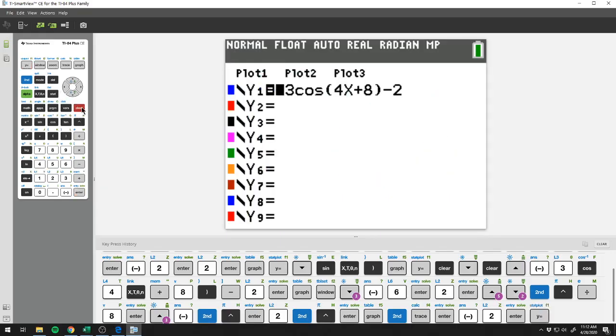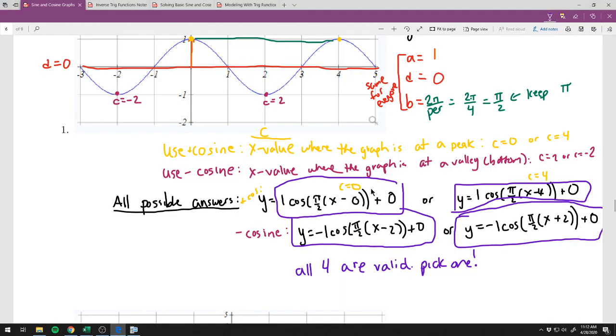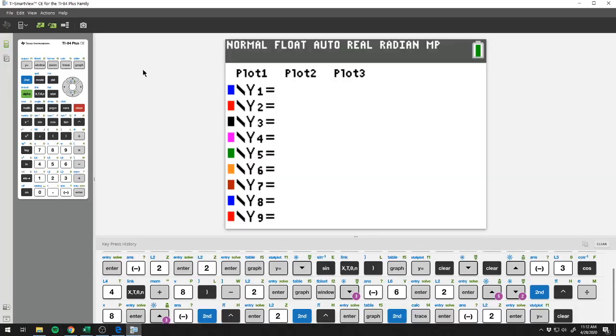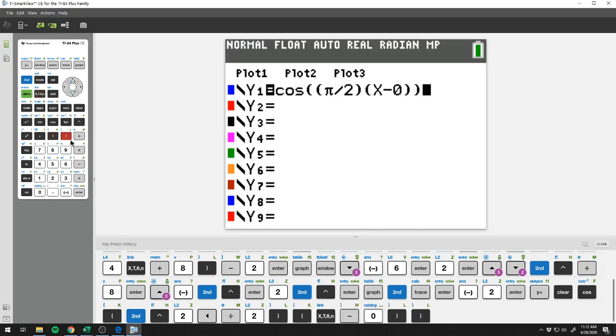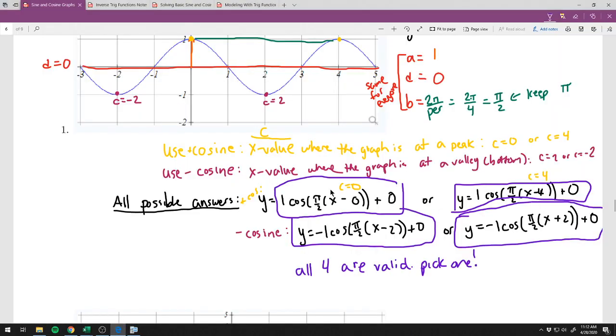We go to y equals, for the top equation I made, we have y equals 1, which I want to include, cosine of pi over 2 times x minus 0. If the minus 0 does nothing, I don't have to actually include it. I'm just writing it. And then plus 0, which does nothing.